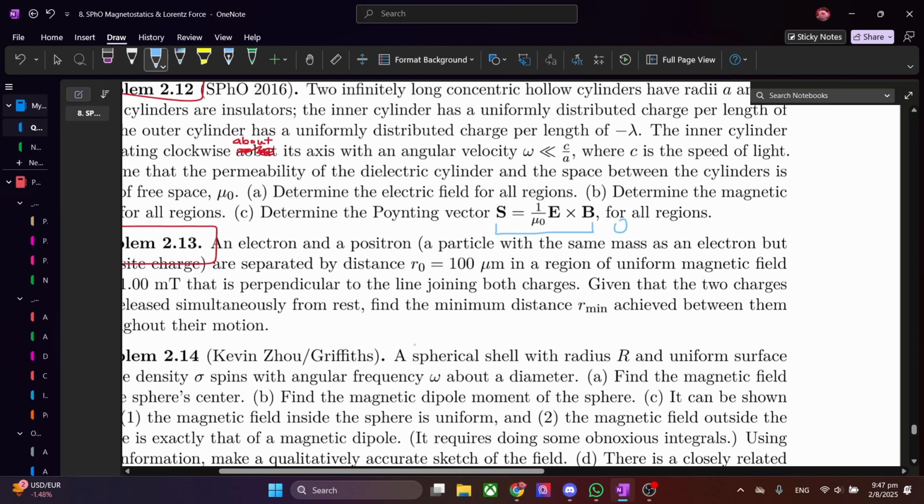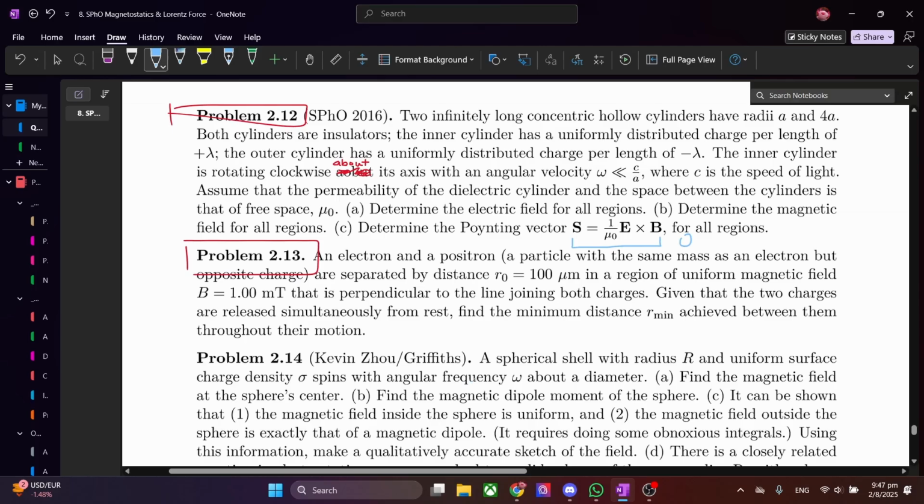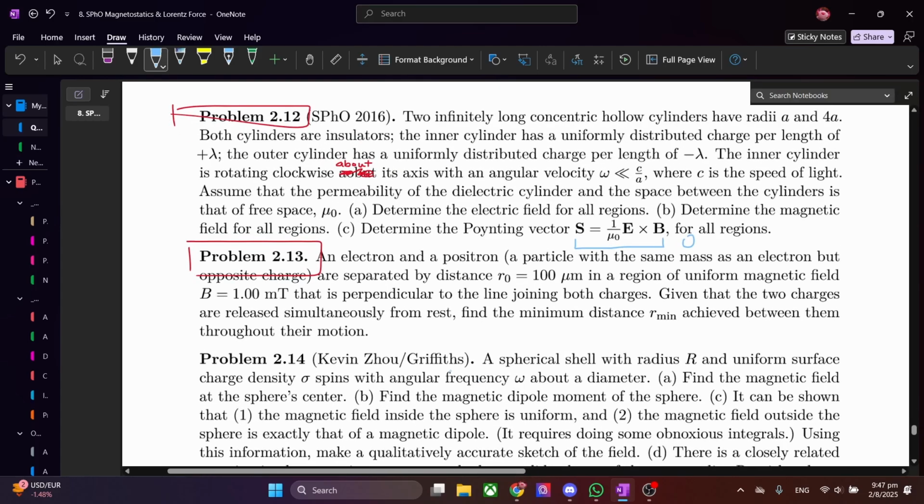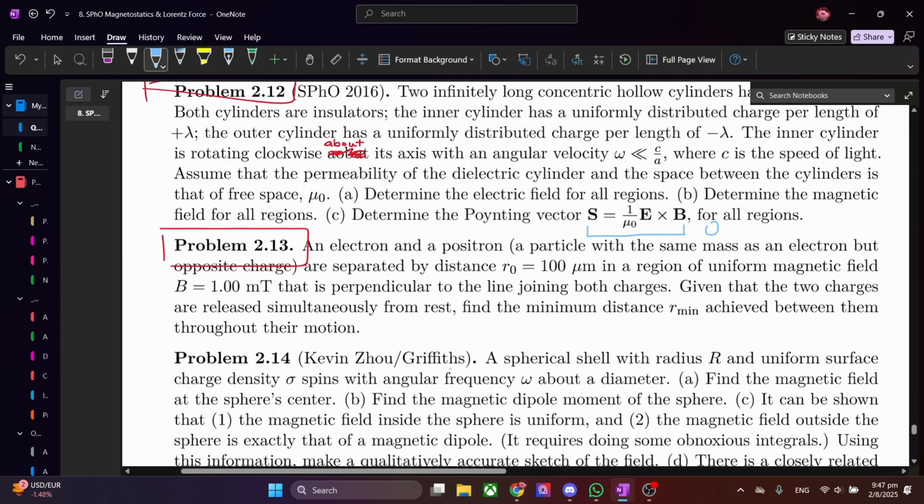So, 213. An electron and a positron, a particle of the same mass as an electron but opposite charge, are separated by a distance in a region of uniform magnetic field that is perpendicular to the line joining both charges. Given that the two charges are released simultaneously from rest, find the minimum distance that is achieved throughout the motion.